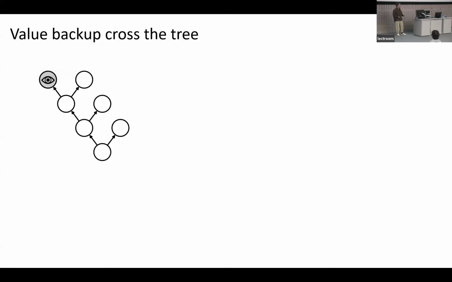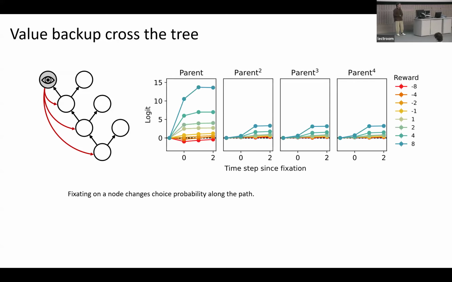And further, we know that in planning, simulating a node should not only change the policy of the node itself, because once the information is backed up along the path, it should also change the policy along the whole path. So here we show how a single fixation changes the policy along the path. We see that fixating on a node changes not only the policy of the node itself, but also the policy along the path, including the parent, the parent's parent, and so on. And from this observation, we know that the agent represents a node through its path trace, and it uses this representation to perform value backup.